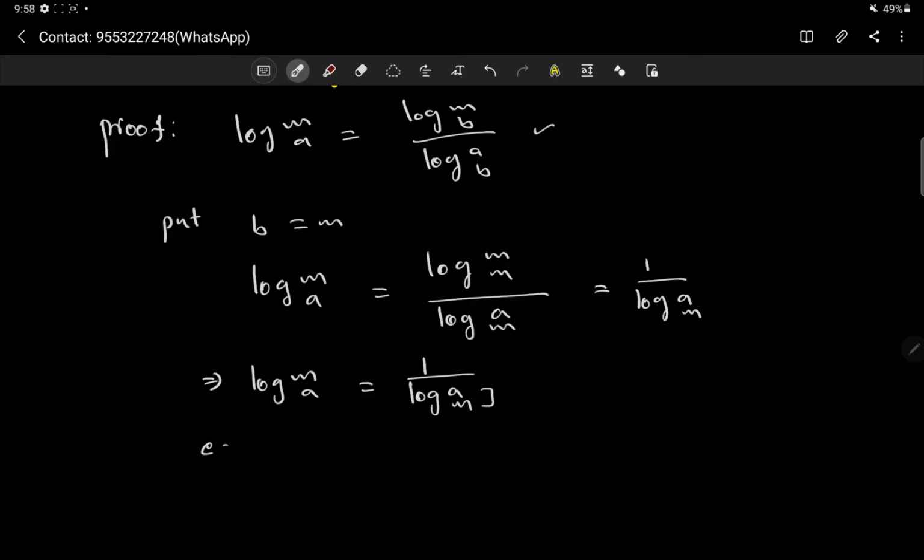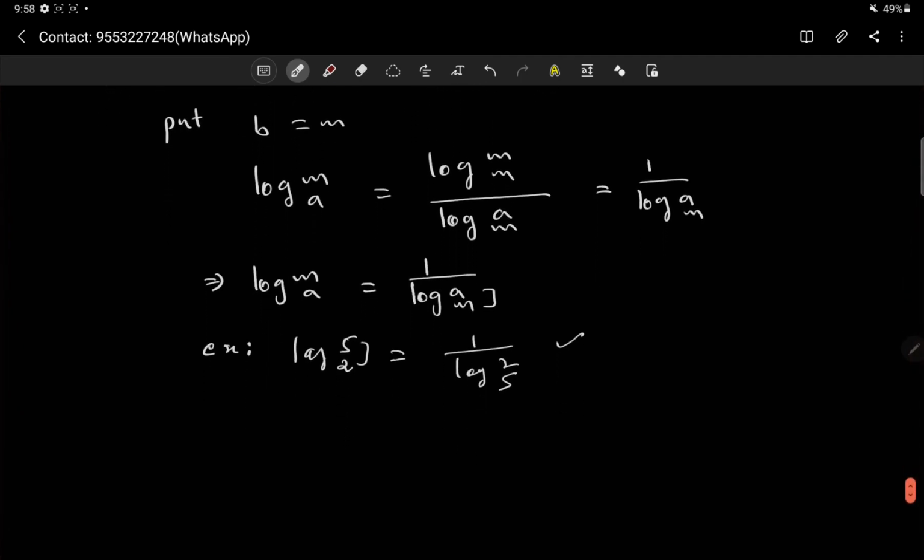For example, log 5 base 2 can be taken as what? 1 divided by, you interchange these two numbers, then we get log 2 base 5, by using the above result.